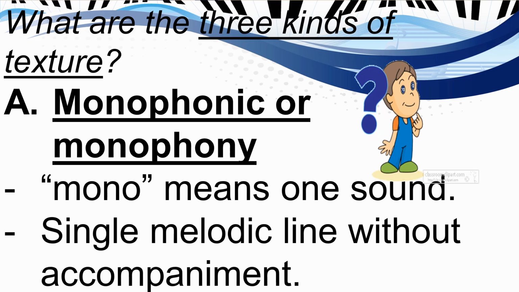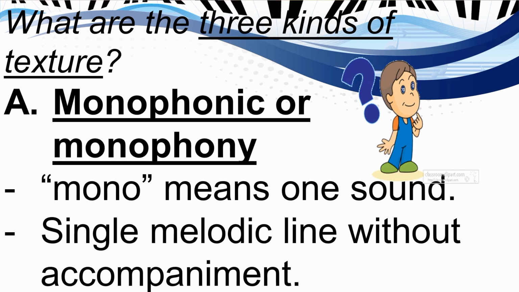This time, let's find out how to identify or how to understand the monophonic or monophony. Monophonic or monophony has a single melodic line without accompaniment. So mono means one sound. Mono means one. So that is the meaning of monophony in a very simple way. Single melodic line without accompaniment.